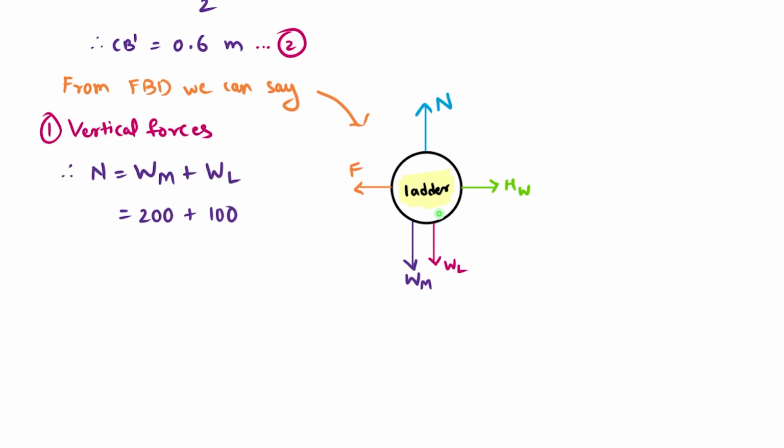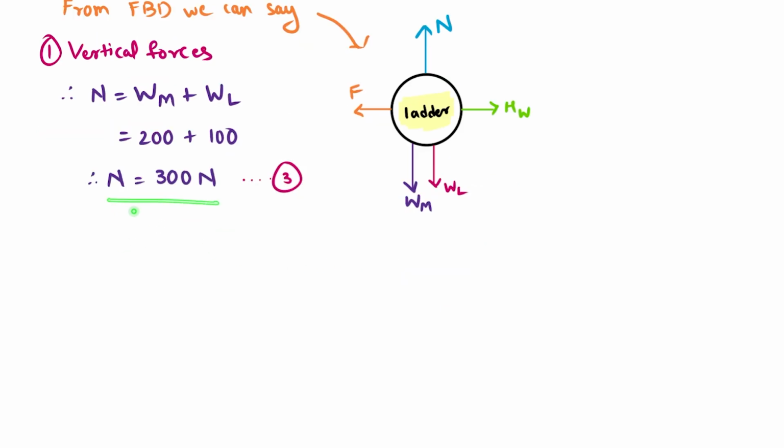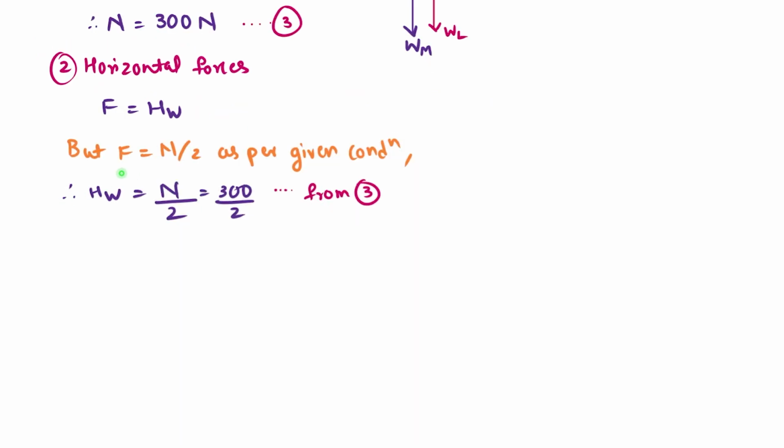So I can say for vertical forces, normal reaction must balance both these weights. So हमें दोनों weights की values पता है. If we were to calculate, यहाँ से हमें मिलता है normal reaction to be 300 newtons. Now horizontally अगर हम देखें, तो F, our frictional force, must balance our horizontal reaction force. But we know that F is equal to half of normal, N by 2. This is the given condition. So on this basis, our horizontal reaction must be N by 2, because it is equal to F and F is equal to N by 2.